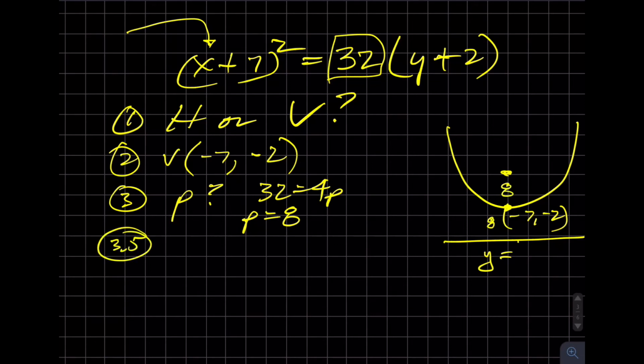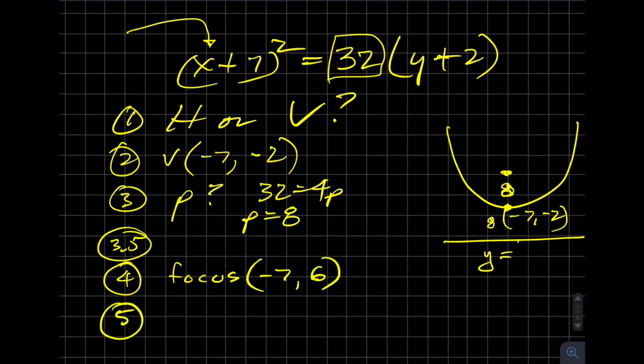3.5 was draw a picture. I already have that done. 4 was find the focus. And the focus is going to be 8 units above the vertex. So I'm going to take -2 and add 8. So I'm going to be at -7, 6. And then the directrix is going to be 8 units below the vertex. So the vertex is at a height of -2. So I'm going to subtract 8 and get the equation y equals -2 minus 8. So that's -10. Okay? So that's going in both directions.